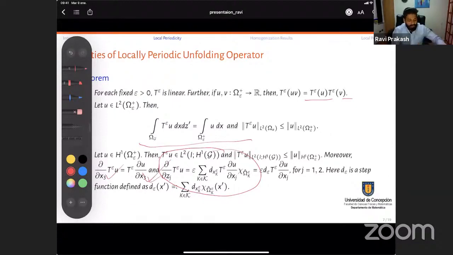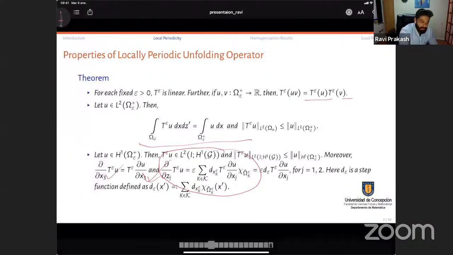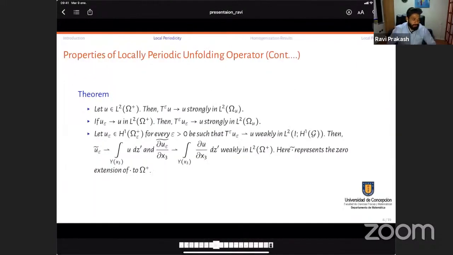but when we looked at the derivative with respect to the other variables, it was something different from the earlier properties. Why? Because the meso scale was contributing in the change of derivative. Okay, so at this point it looked interesting.